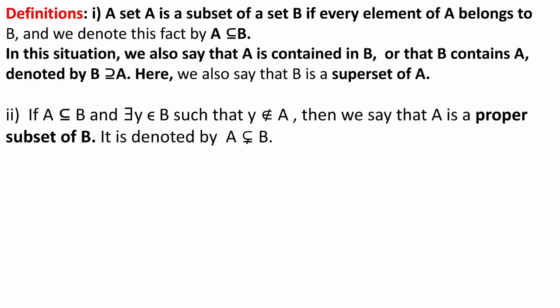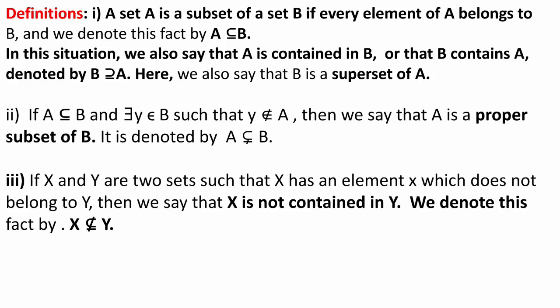If A is a subset of B and there exists y in B such that y does not belong to A, then we say that A is a proper subset of B, and we denote it by A proper subset of B. This is the notation for proper subset. That means for A to be a proper subset of B, there must exist at least one element in B which is not in A, and all elements of A are in B.